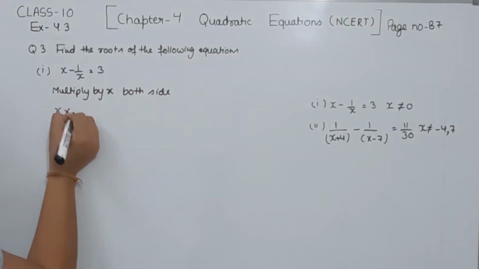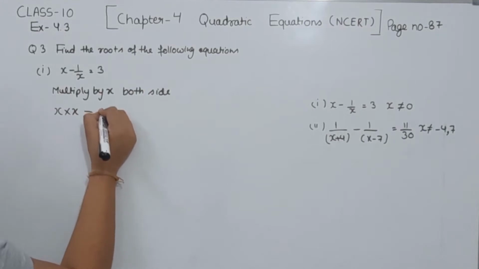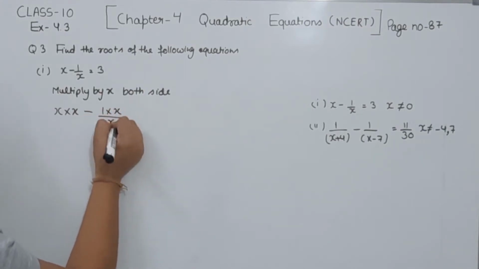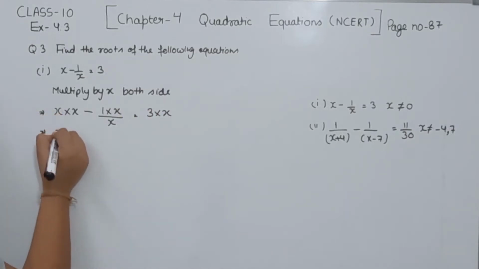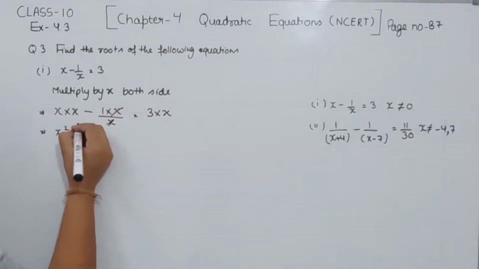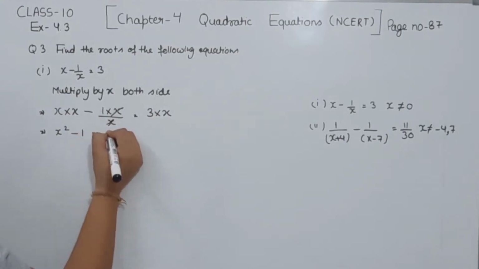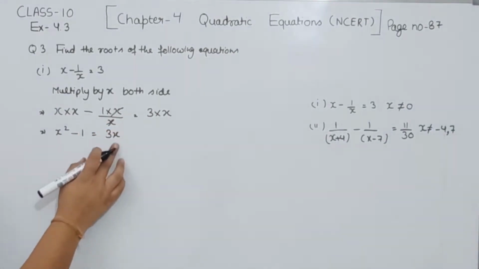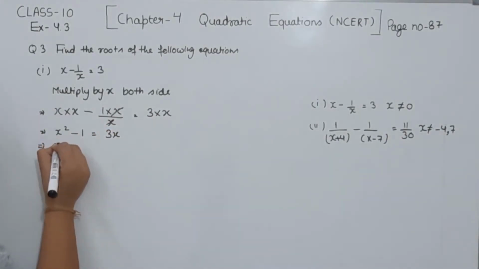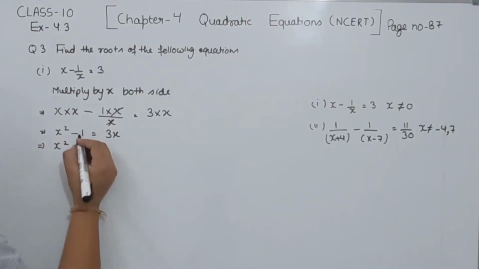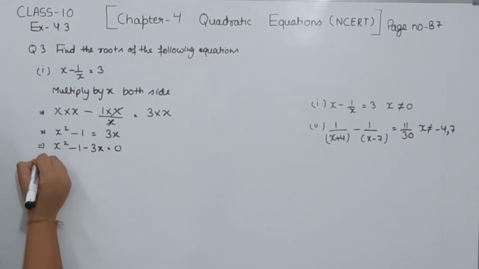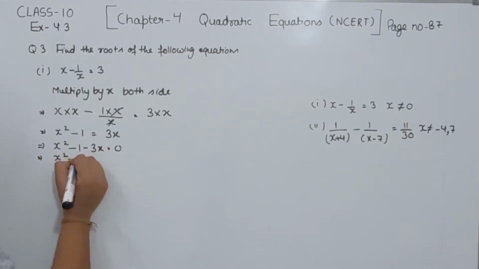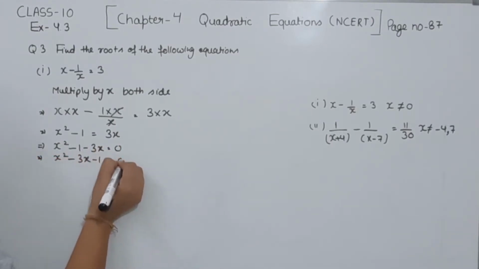So x multiplied by x, and here we'll have minus 1 multiplied by x divided by x, and here we'll have 3 multiplied by x. So this one will be x square, x is cancelled from x, this one we're having minus 1, and this one we're having is the 3x. Now we have to transpose this 3x from the right hand side to the left hand side. So we are having minus 3x is equal to 0. Now I'm going to write this one in a proper form. x square minus 3x minus 1 is equal to 0.